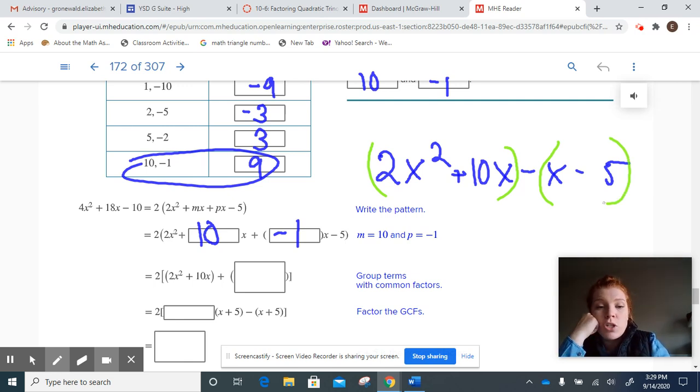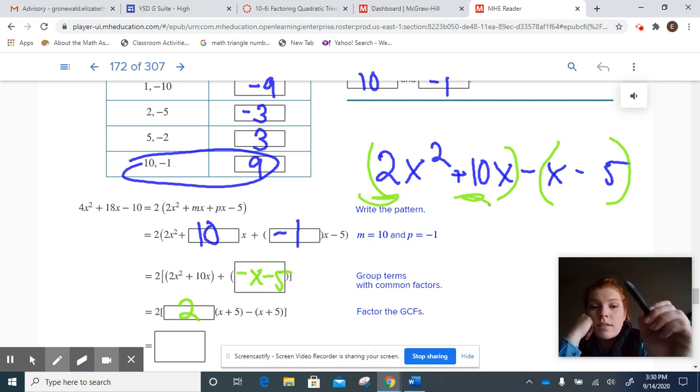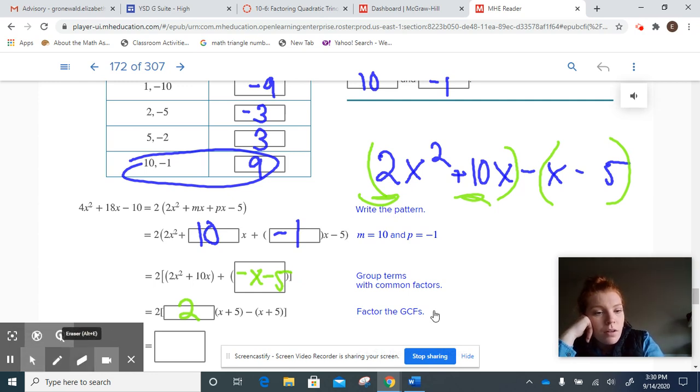So I'm looking at the first 2, and they have a 2 in common. So I'm going to go ahead and take that out. Sorry, this should be a negative x minus 5 in there. Now, after I take a 2 out of this and this, I get an x plus 5 left over when you're dividing it out. Oh, I think I missed a step here. The fill in the blank ones are tricky because I never know what steps they're doing.